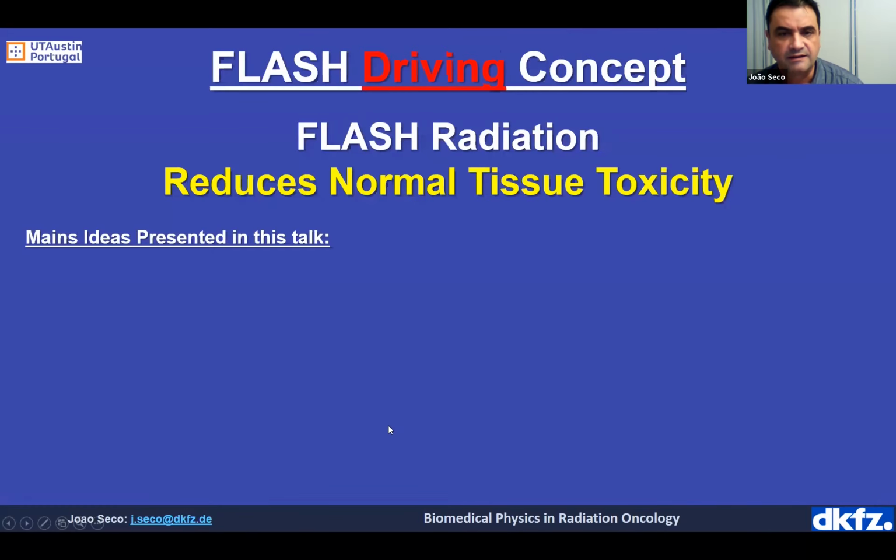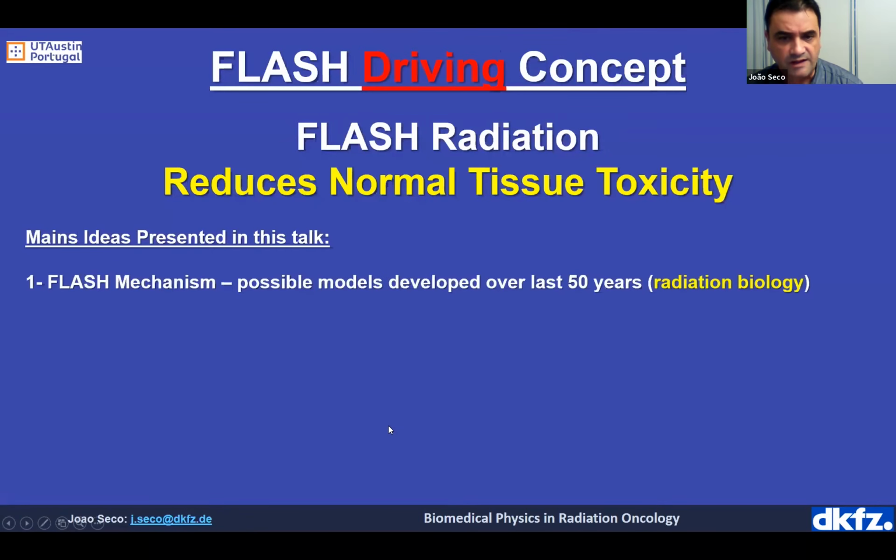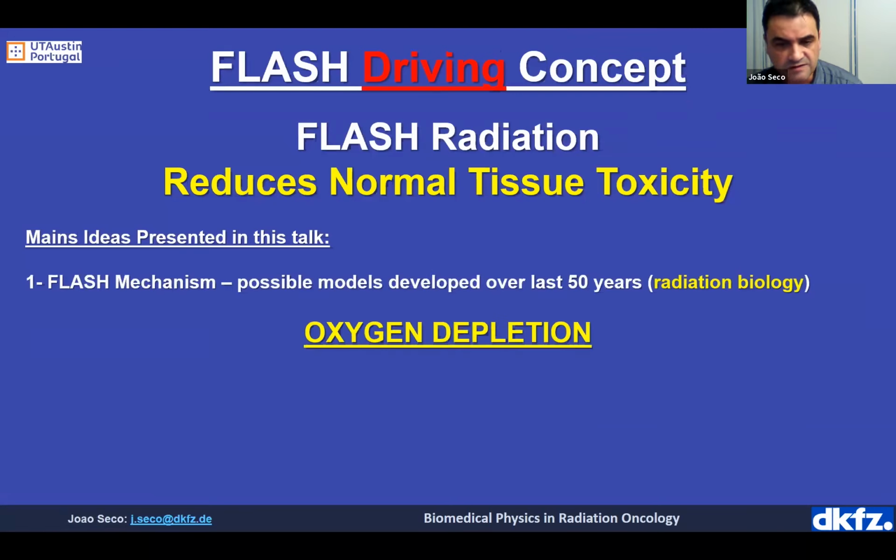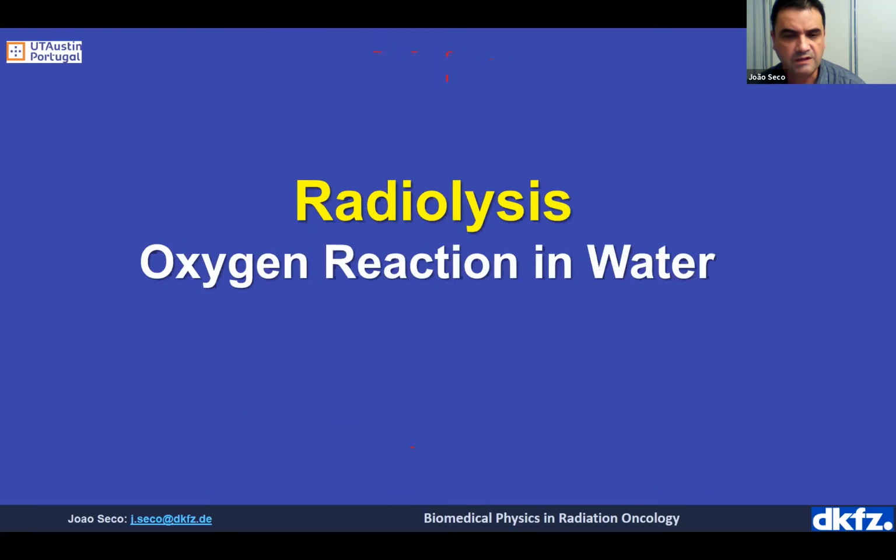All right, so I've discussed the flash mechanism, I've discussed the concept of oxygen depletion. We did some work over the last year and a half on this idea, and we went on to measure oxygen. In my lab, we did a lot of oxygen measurement with our oxygen sensors. To discuss the oxygen depletion, I wanted to give a quick overview of a little bit of chemistry or radiochemistry so that you can understand some of the concepts I'm going to mention.